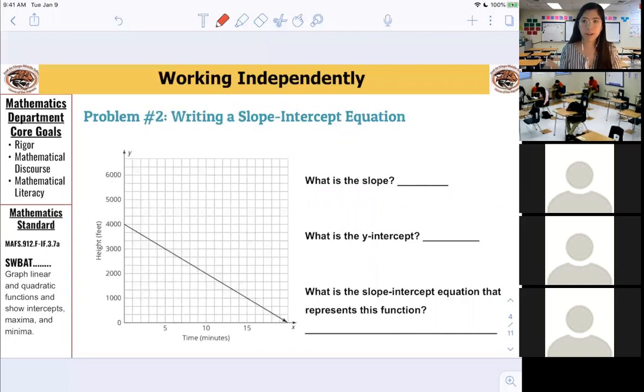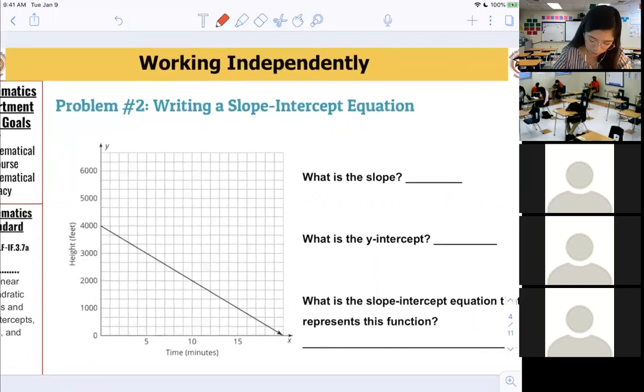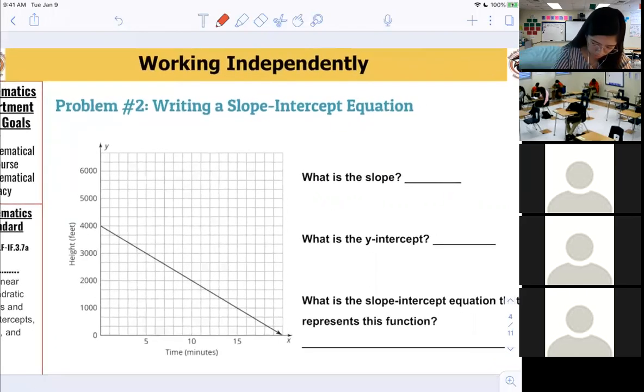So I'm just going to go right through it, all right? If you have questions, you ask them. Well, let's just go through. So I'm going to use the slope formula. I'm going to find 2 perfect points. I see one right here, 5, 3,000. And I see another one at 15, 1,000.